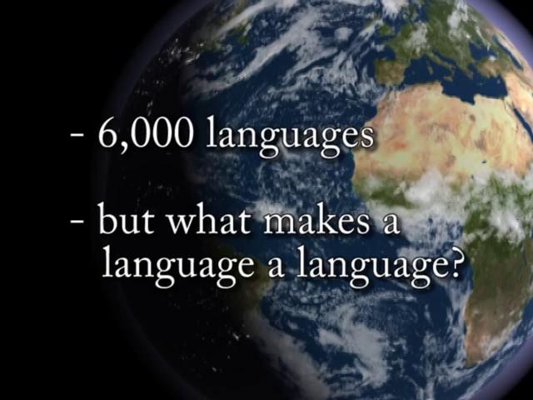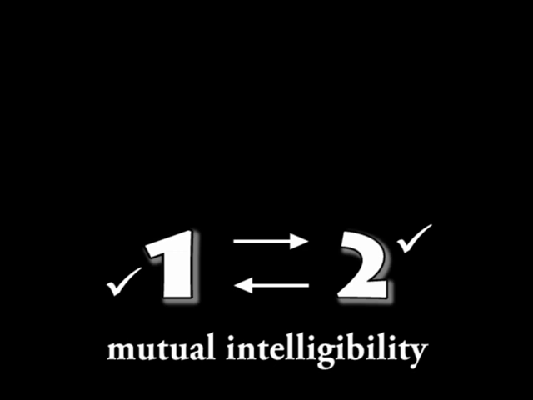Here's one possible scenario. Let's say that we have a speaker, person 1, who comes into contact with another speaker, person 2, and speaker 1 is able to speak to person 2 and be understood by person 2. And the same goes in reverse. Person 2 is able to speak with and be understood by person 1. In that case, we have grounds for establishing mutual intelligibility. In other words, the two people can speak with and understand each other. And this is potentially something we might call a language. They share a common language.